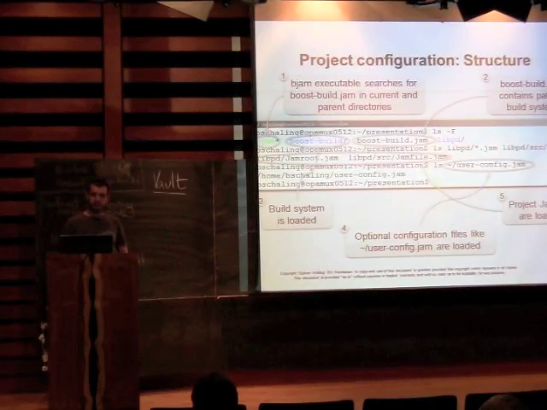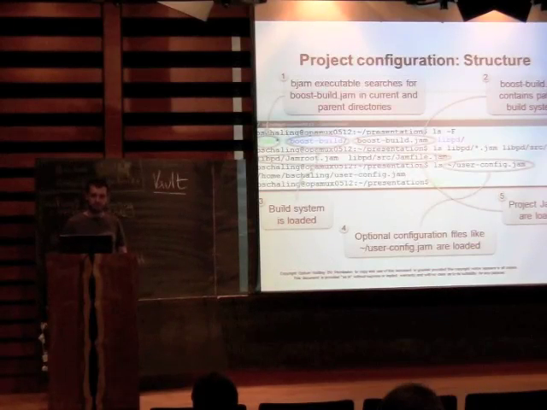Now, what does our project configuration look like? What does such a structure look like? What happens when we run BGEM? I hope you can read this more or less. Here I have my executable BGEM, which I start.